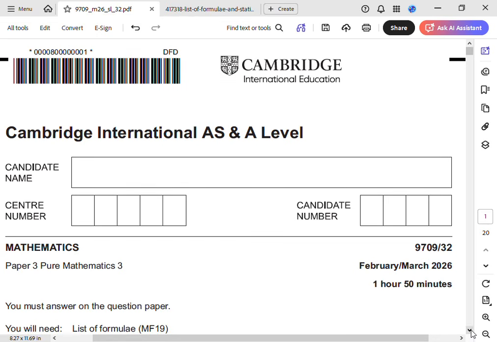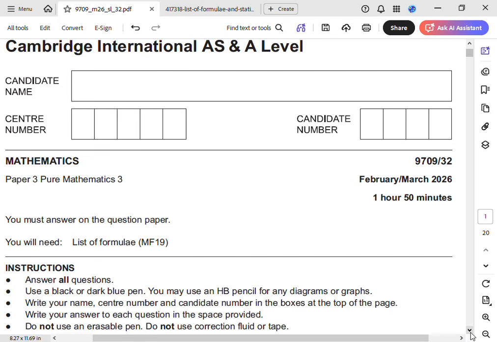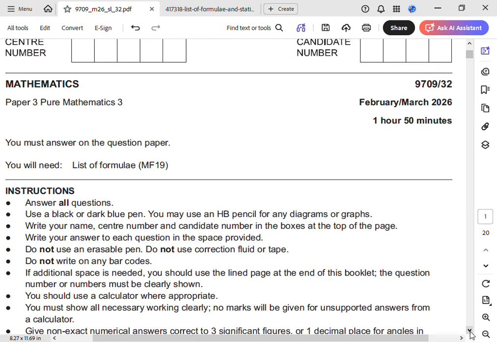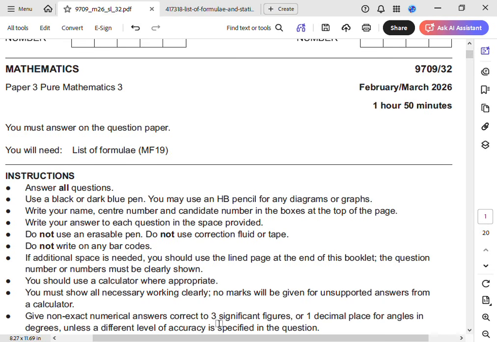So let's begin. Before I do, I'd like to refresh your memory about what Cambridge recommends when you round your answer. Cambridge recommends that you round to 3 significant figures, or if it's angles in degrees, then round to 1 decimal place, unless the question specifies a different level of accuracy. In numerical solution questions, Cambridge is going to give you a different level of accuracy. You have to maintain that, otherwise you're going to lose marks. And for intermediate steps, make sure you write intermediate answers to a higher level of accuracy than the one specified in the question. So let's begin.